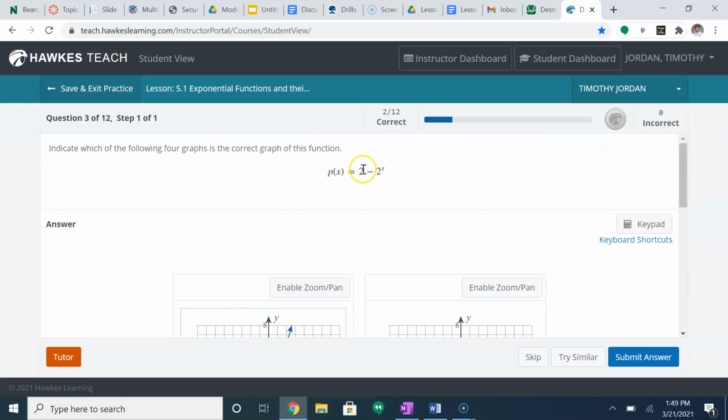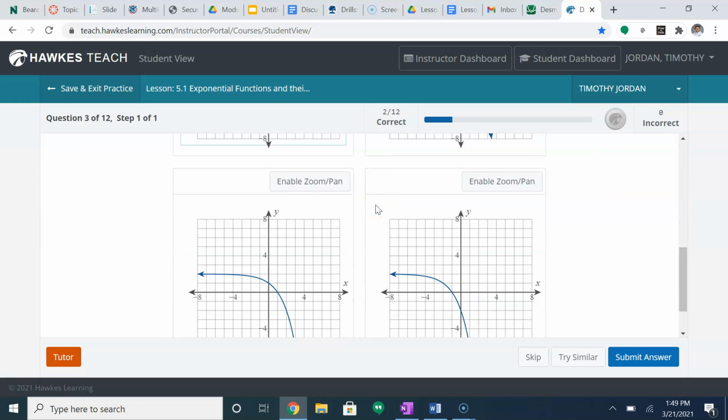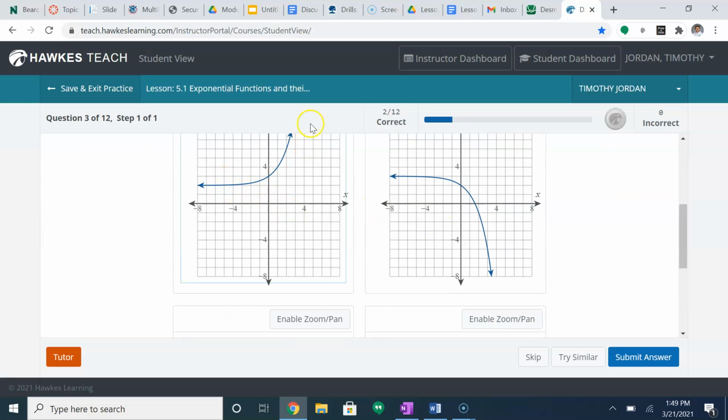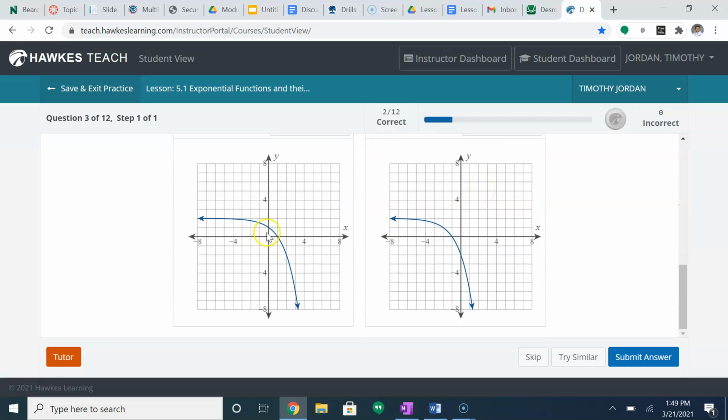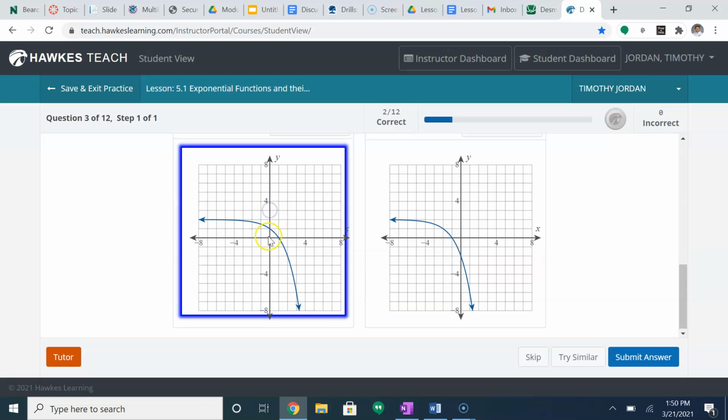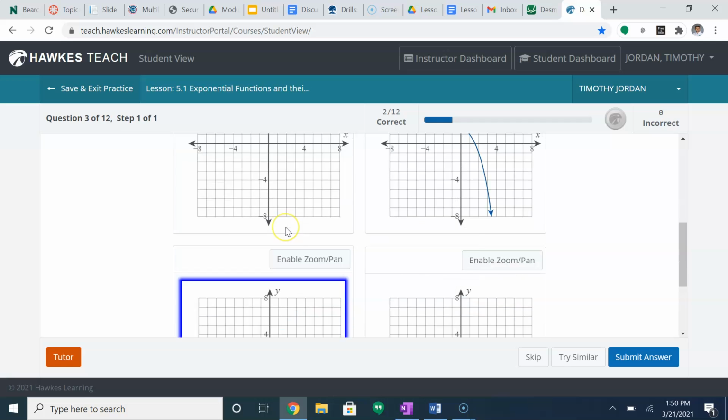And then the 2 out front means I'm going to move it up 2, right? So this is what it looks like, but then I reflected over the x. So we're going to do reflection first. So I went from 0, 1. I reflected over the x. Now I'm going to be at 0, negative 1, all right, for my y-intercept. And then move it up 2. Notice this graph went from 0, 1 to 0, negative 1, and I moved it up 2. I should be back at 0, 1.